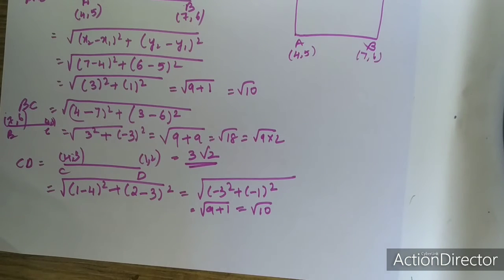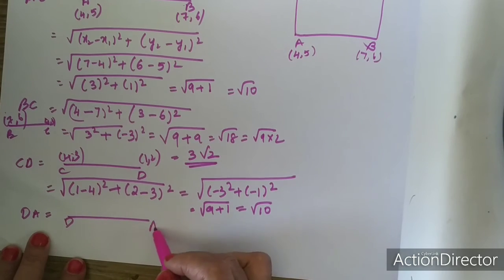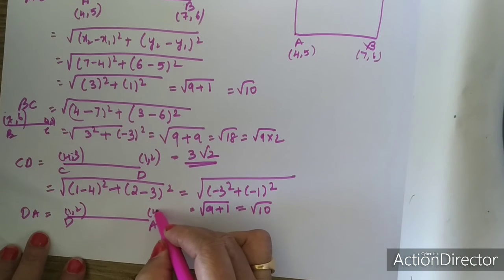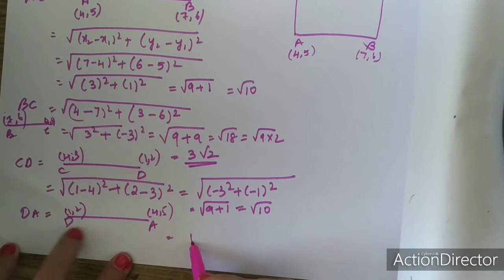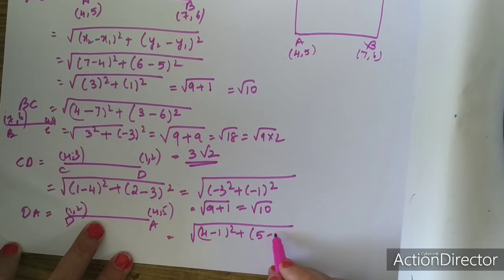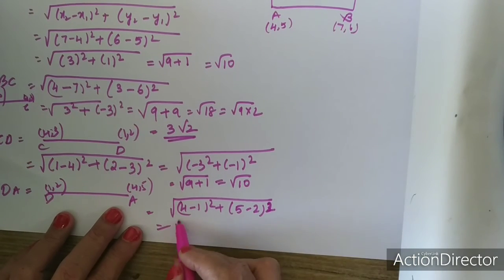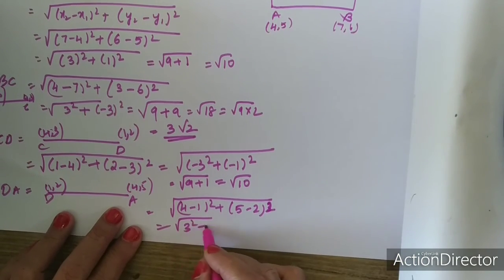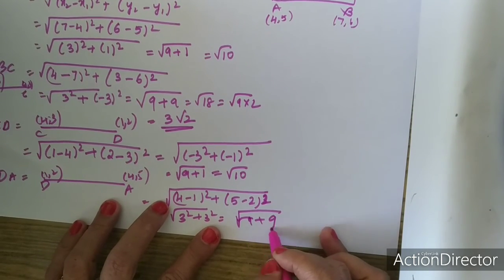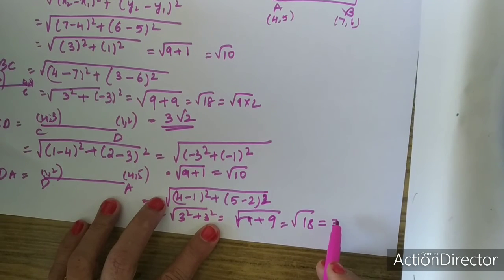Now coming to DA. DA is equal to, draw the points, D is 1, 2 and A is 4, 5. So it is equal to under root of 4 minus 1 whole square plus 5 minus 2 whole square. This is equal to 3 square plus 3 square, which is equal to 9 plus 9, root 18. Root 18 is written as 3 root 2.